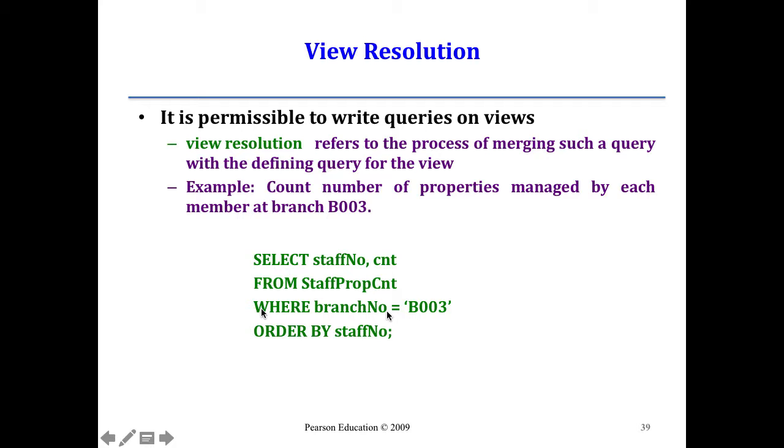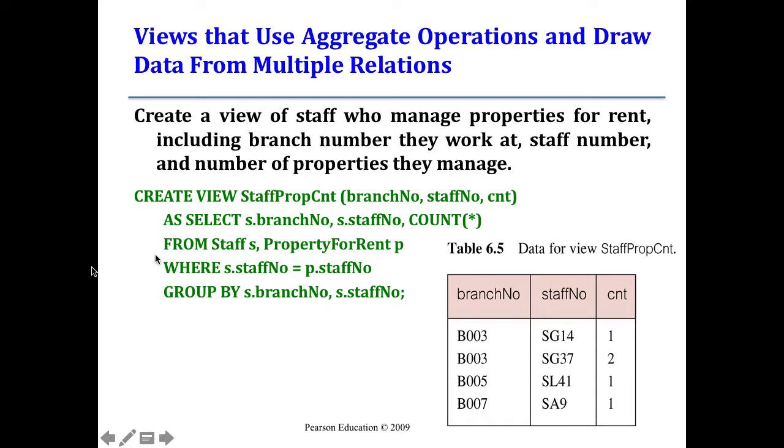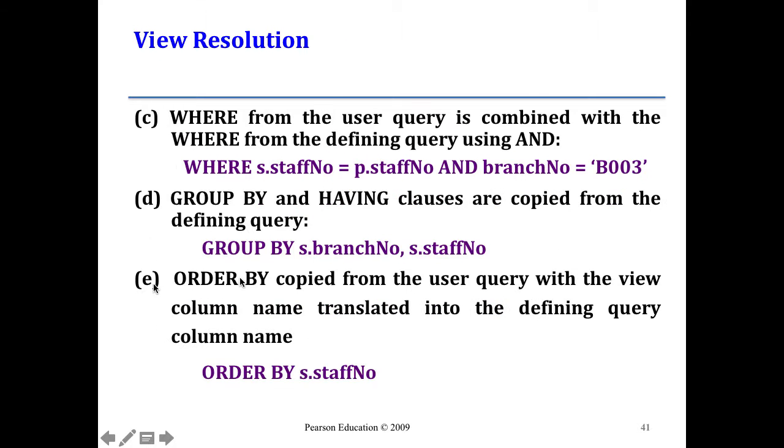So what we're going to do is take the where clause from the query on the view, and we're going to AND it, Boolean AND, with the where clause from the defining query. So it's very simple. The where from the user query is combined with the where from the defining query using an AND. You just verbatim take both where clauses and connect them with an AND, which is what we've done here.